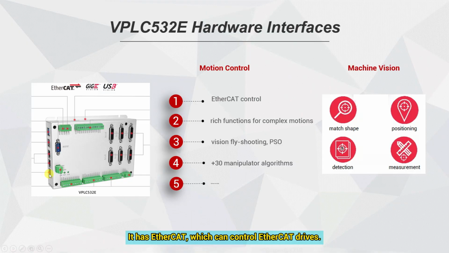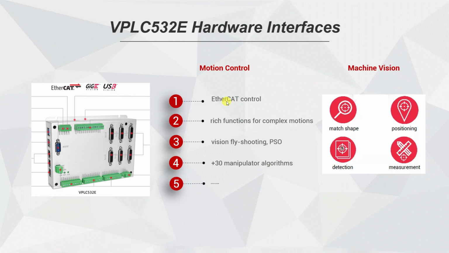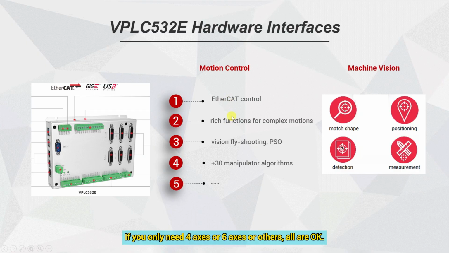It has EtherCAT, which can control EtherCAT drives. 32 drives can be connected at the same time, because it supports 32-axis motion control. Also, there are many model specifications. If you only need 4 axes or 6 axes or others, all are okay.